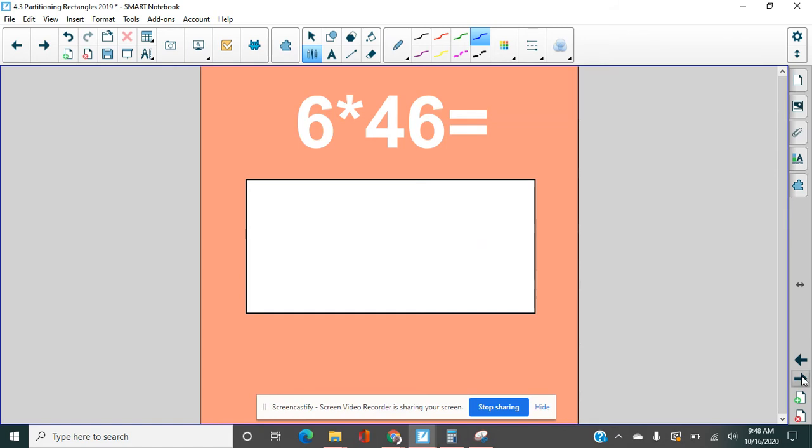Right, so let's do this one. 6 and 46. Now you're going to help me. Which number do I need to put on the end? The 6, right? And now I'm going to split the 46 into what? 40 here and 6. Okay, so now for this box, I need to multiply 40 times 6. What is 40 times 6? 40 times 6 is 240.